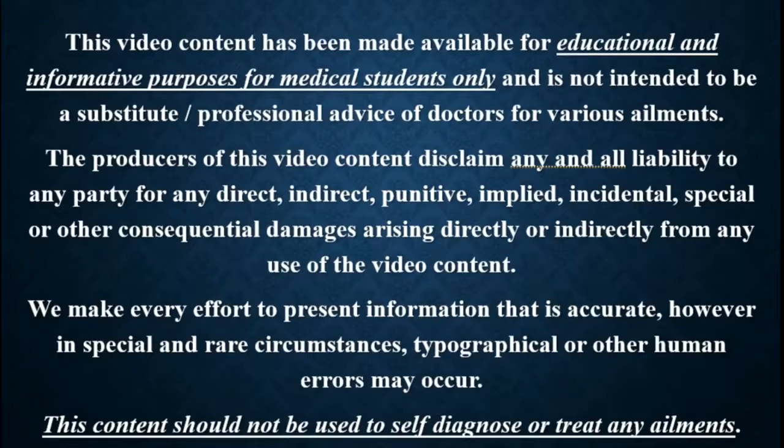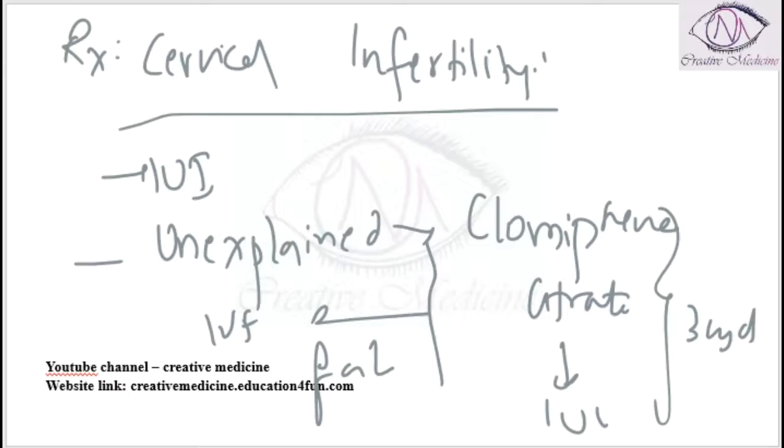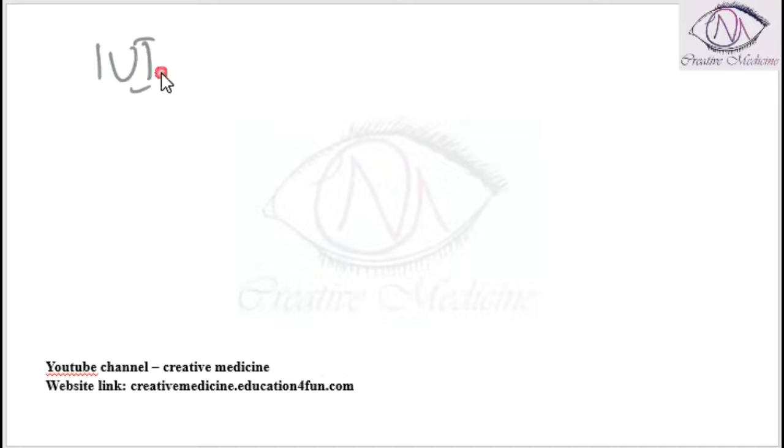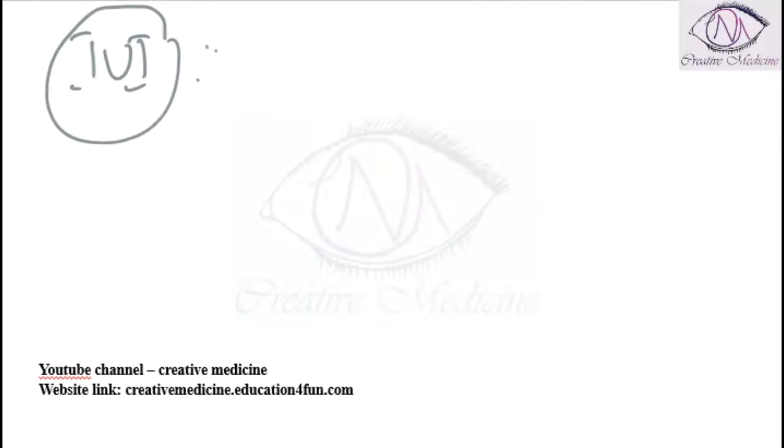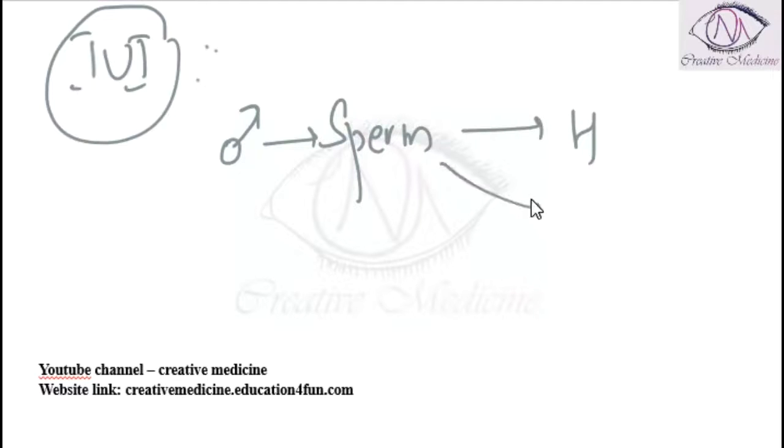In this lecture, we will learn about intrauterine insemination. In intrauterine insemination, the sperm is taken from the male, who can be the husband, then it is IUI-H, that is husband, and it can be a donor, then it is IUI-D, D for donor.